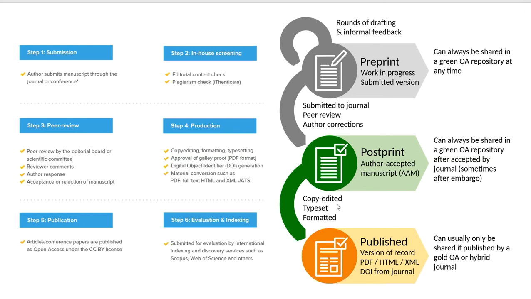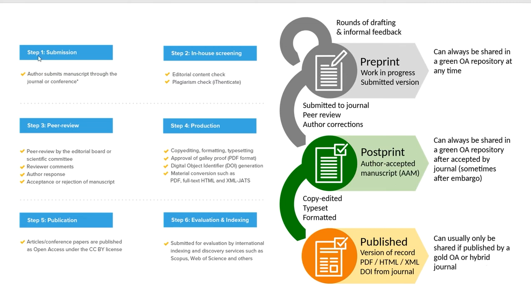After that, it is copy edited, typeset, and formatted, and finally comes the output as online publication versions of record: PDF, HTML, XML, and a DOI, the document object identifier, from the journal. Sometimes Crossref provides an electronic object identifier. It can usually only be shared if published in a golden open access or hybrid journal.